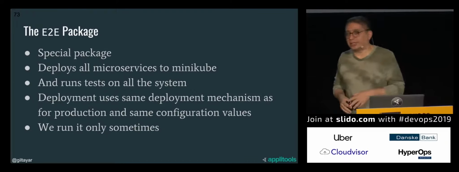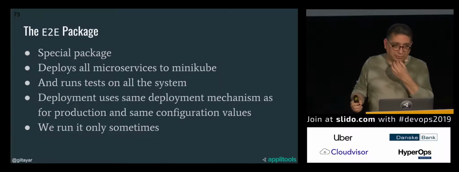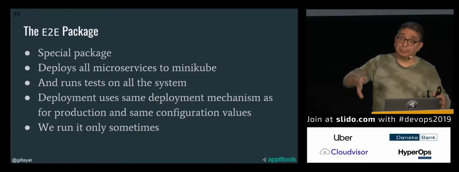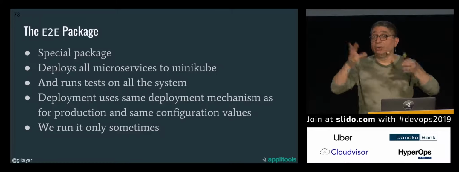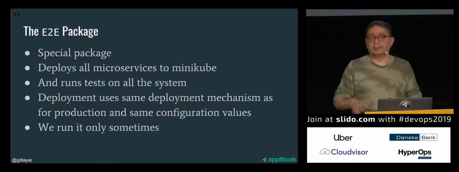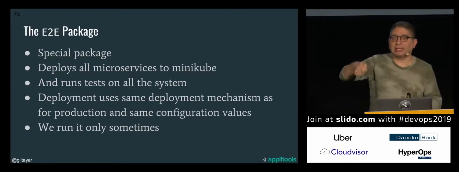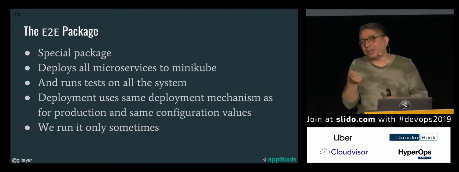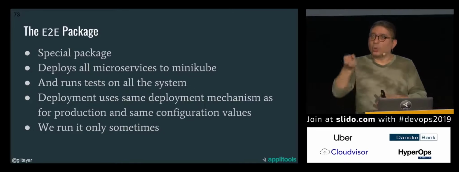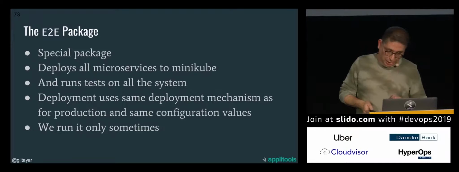And I have a special package. I call it the big end-to-end package. What I do is I take all our microservices. We don't have hundreds, we're not Wix. And we deploy all of them to Minikube. Run the real end-to-end tests on the system. Ensure that everything works. And boom. The deployment mechanism we use is the same deployment mechanism that we run in production. So we're not only testing the microservices together, we're testing that the deployment works and that the configuration values are correct.